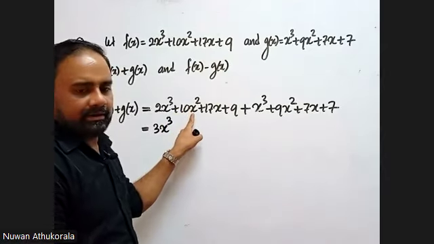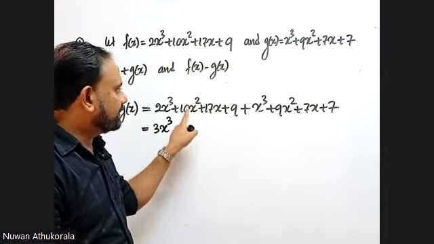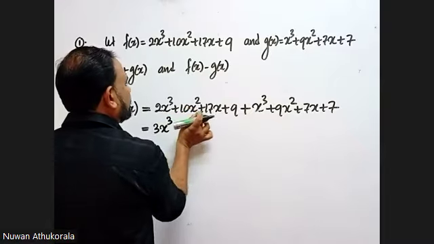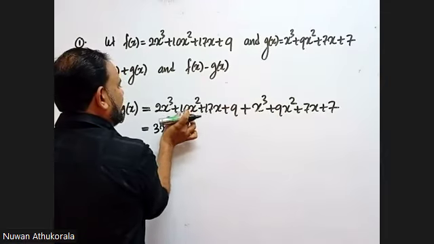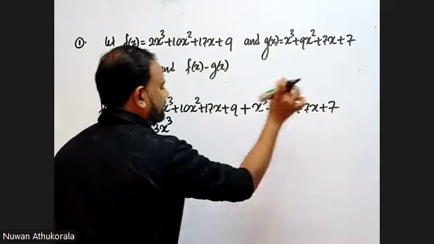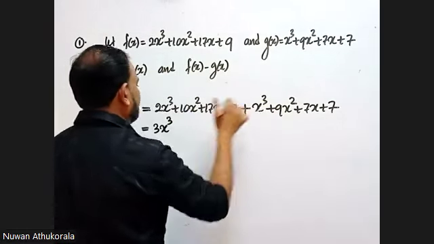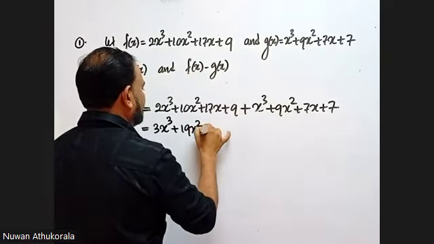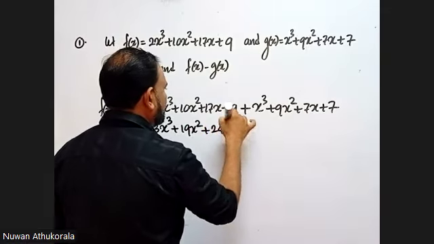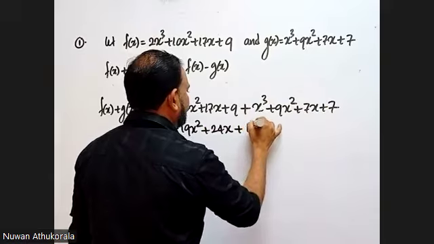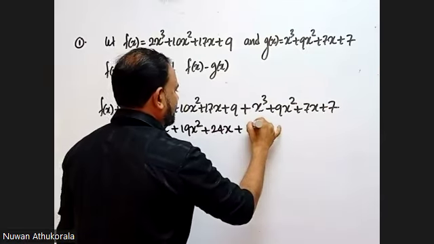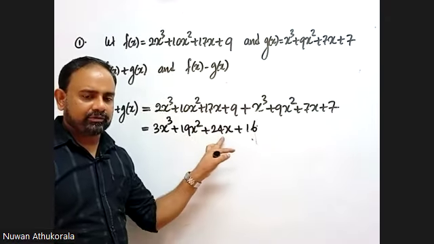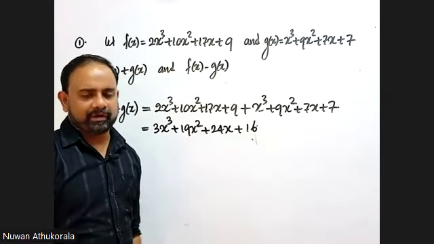There are two terms including x squared, 10x squared and 9x squared. The coefficient of x squared is positive 10 and positive 9. 10 plus 9 become 19. 17x plus 7x become 24x. 9 plus 7 become 18. Sorry, 16. Right? 3x cubed plus 19x squared plus 24x plus 16 is also a polynomial function. Right?